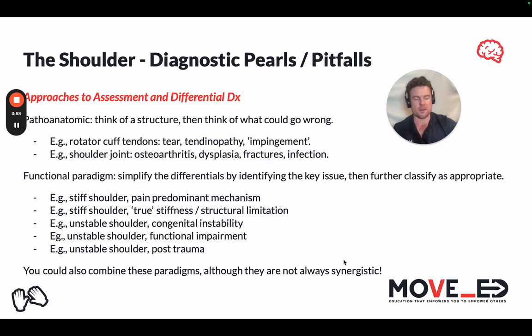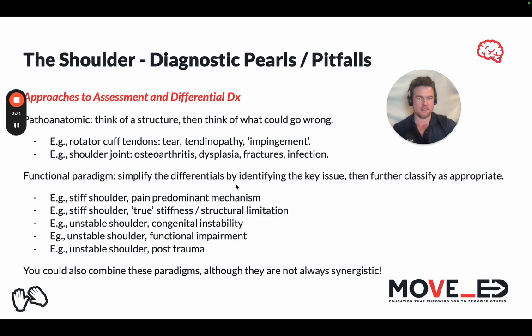So thinking about the rotator cuff tendons, for example, problems that could arise with those structures include tears, both acute and chronic, tendinopathy, and then associated tendinopathic pathologies like calcific tendinosis. And I've put in here impingement as a slightly controversial diagnosis and something we'll talk more about in the course. Another example would be the shoulder joint proper.